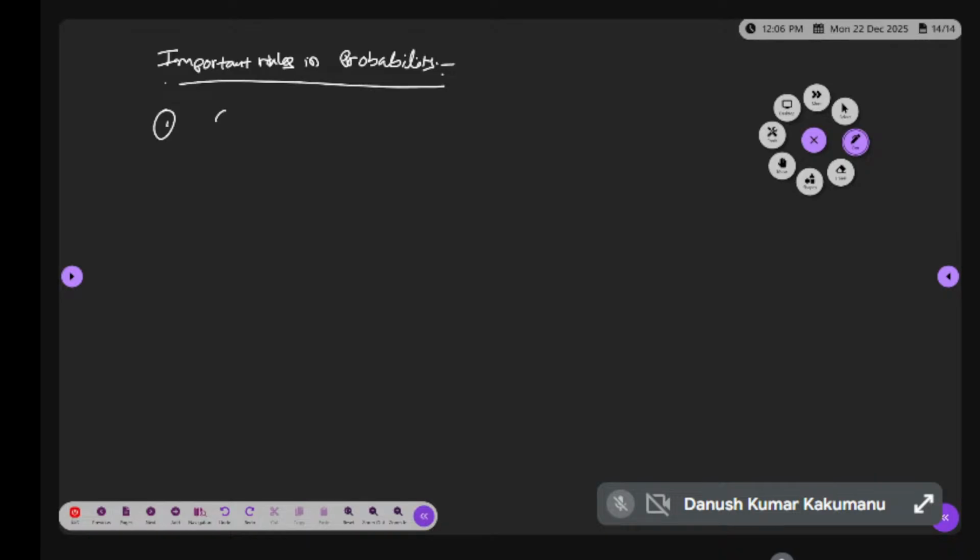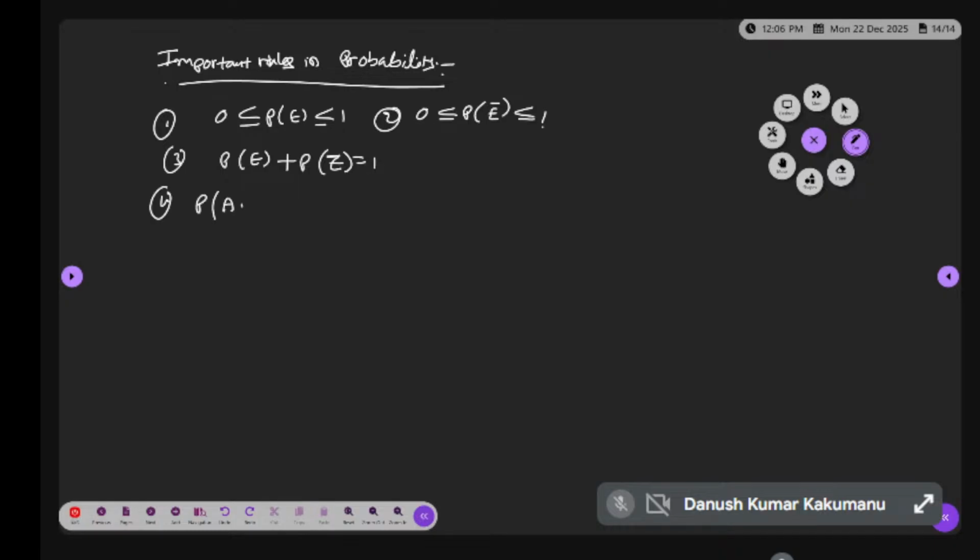First one, 0 less than or equal to P of E less than or equal to 1. Second, 0 less than or equal to P of E complement less than or equal to 1. Third, P of E plus P of E complement is equal to 1. Fourth, P of A intersection B complement.